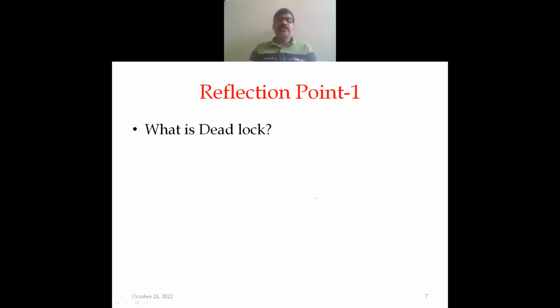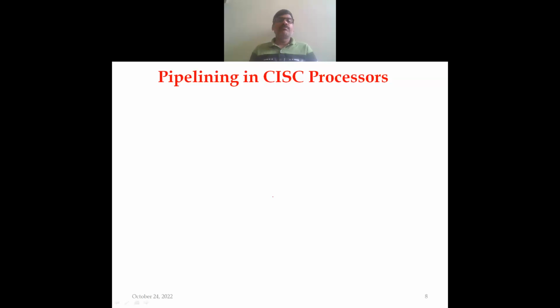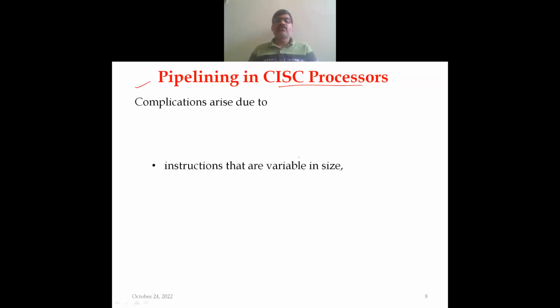Now the reflection point, the question for you: what is a deadlock? Define a deadlock situation. Now we will come to the second objective of today's session, which is how pipelining is implemented in CISC processors. Complications arise when we are implementing pipelining in these processors because of the following reasons.